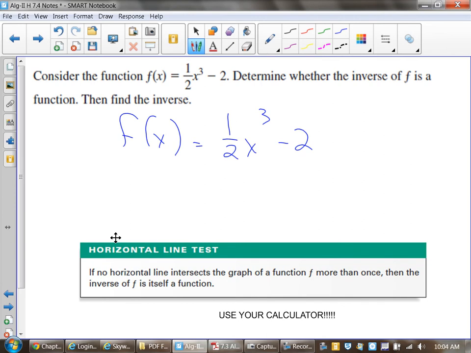So when you look at 1/2 x cubed minus 2, let's see, it's shifted left 2, and it's a little bit skinnier, up and down, I believe. I'm just guessing. It looks like this, right? Yeah.